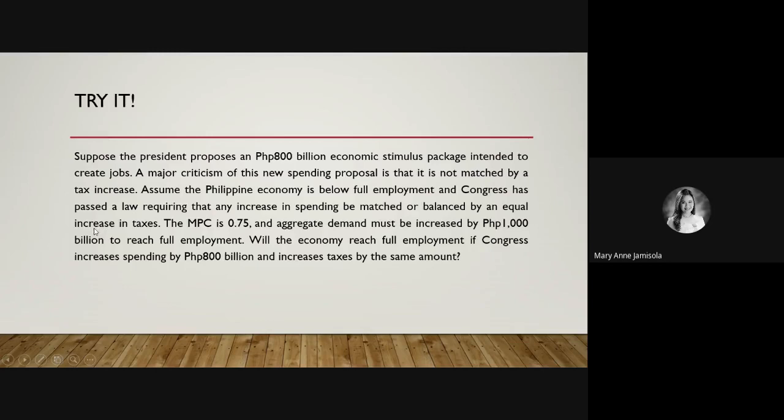The MPC is 0.75 and aggregate demand must be increased by 1,000 billion to reach full employment. Will the economy reach full employment if Congress increases spending by 800 billion and increases taxes by the same amount? So please pause the video so that you can solve the problem on your own and then unpause once you're done.